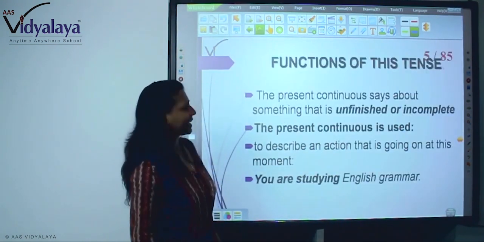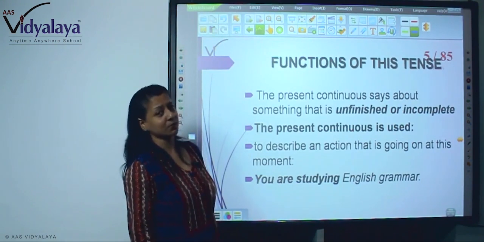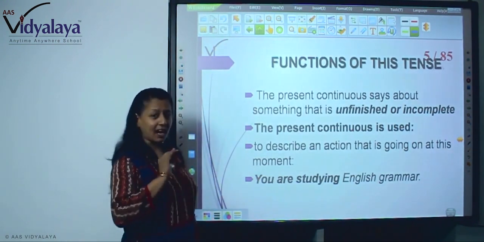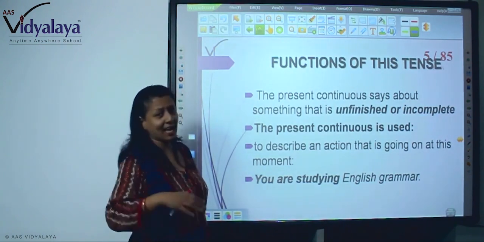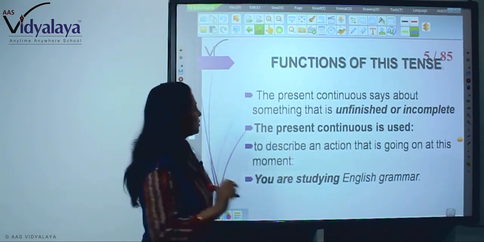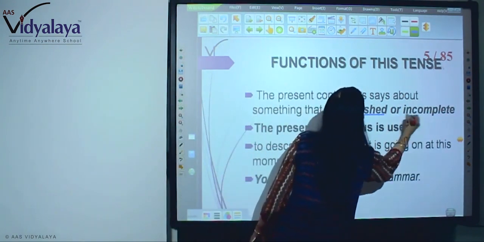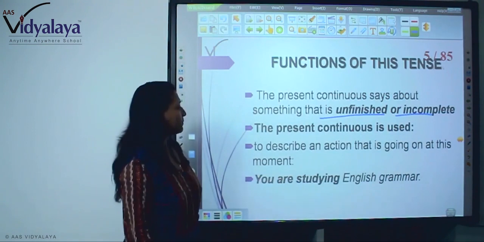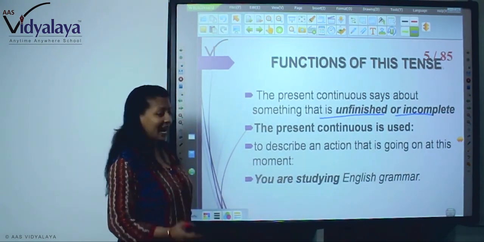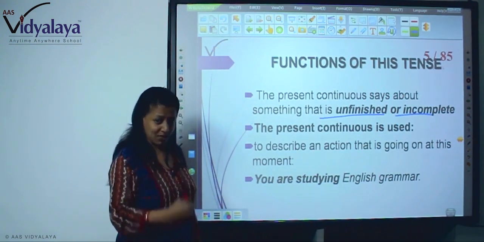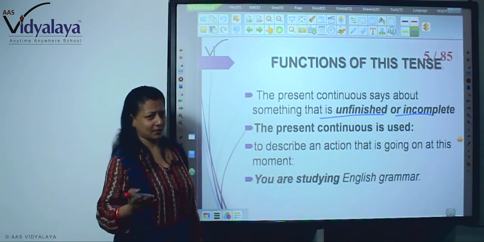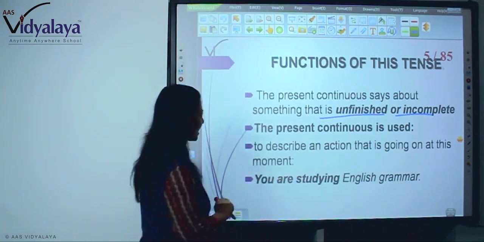Now move to the next. What are the functions of this present continuous? The present continuous talks about something that is unfinished or incomplete. I am teaching. I haven't yet finished. I haven't yet completed. So that's something that is unfinished or incomplete. The present continuous is used to describe an action that is going on at this moment, at a particular moment. Right? You are studying English grammar. Yes, you are indeed studying English grammar.